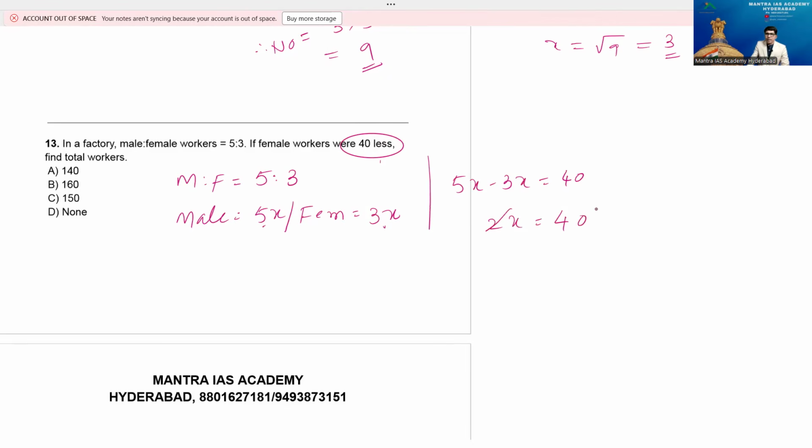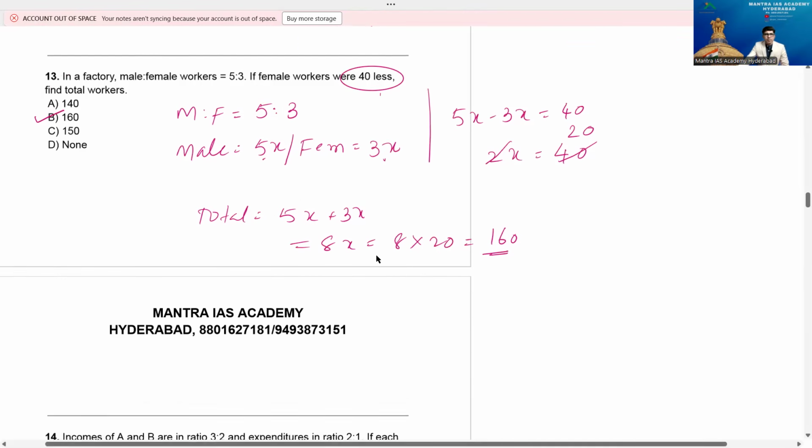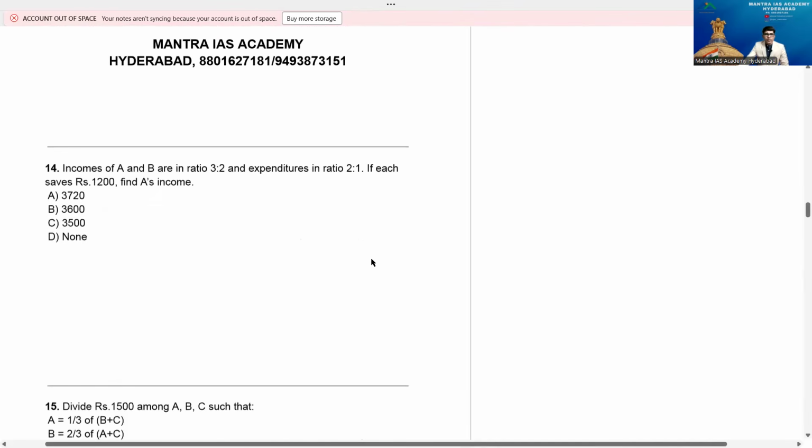Tell me what's the value of x now? x is equal to 20. He is asking for the total workers, meaning male and female. Therefore, the total workers here is 5x plus 3x, which is exactly 8x, implies 8 into the x value, that is 20. 8 into 2 is 16, 0. So 160 members are the total workers in the concerned factory. So that's what we have. Option B. Then go to problem number 14.